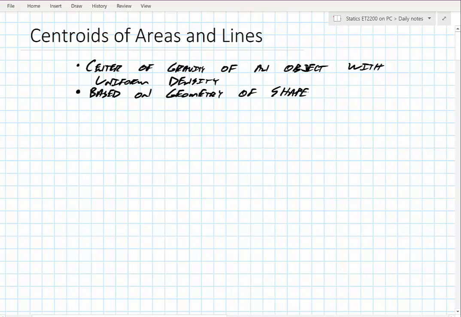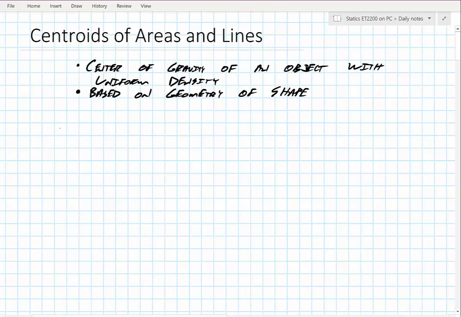uniform. And you can imagine, right? If I had some object and it was heavily weighted at a different density on one side than the other, then that would massively affect where the centroid is. But if it's all uniform, then I know it's right about in the center of the shape. So that's kind of what it is.